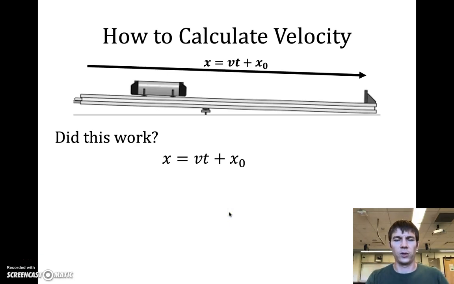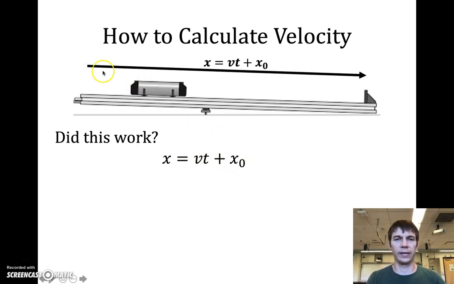In this video, I'm going to show you how to calculate velocity from data that you've collected from a cart or something sliding down a ramp. So the first question is, does this equation work? Position equals velocity times time plus initial position.